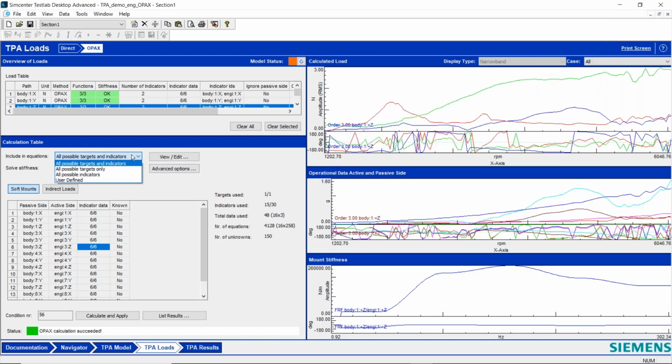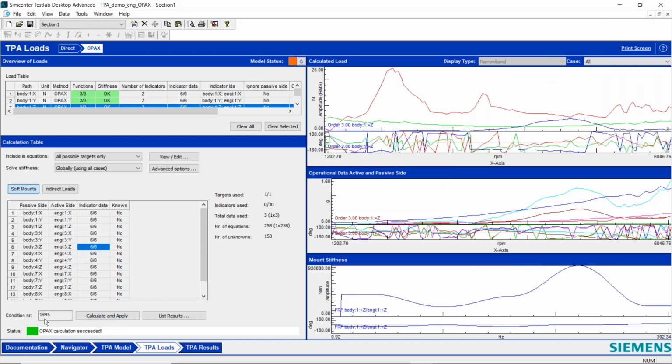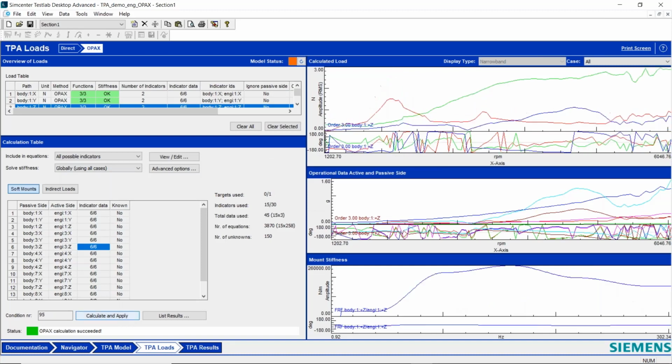We can also include just the targets. Okay, so now I'm going to use 1 target and no indicators. So now the equations really drop down. Okay, and condition number is about 2000. Or maybe you don't want to include the targets and you only want the indicators. So now I have 15 equations instead of 16, and I can try that. Okay, so you have choices. I can use all possible targets and indicators, all possible targets, all possible indicators, or define a mix.